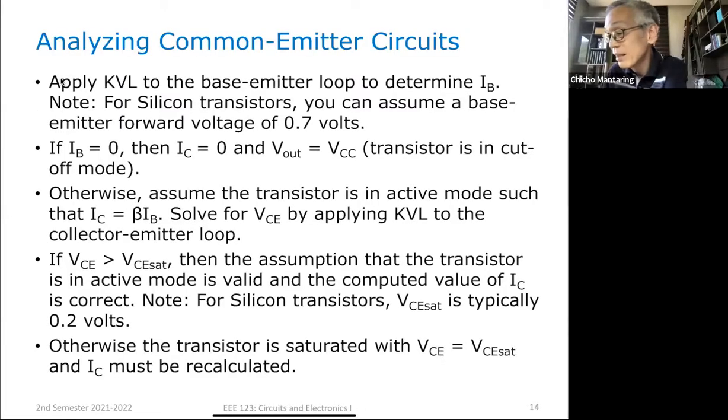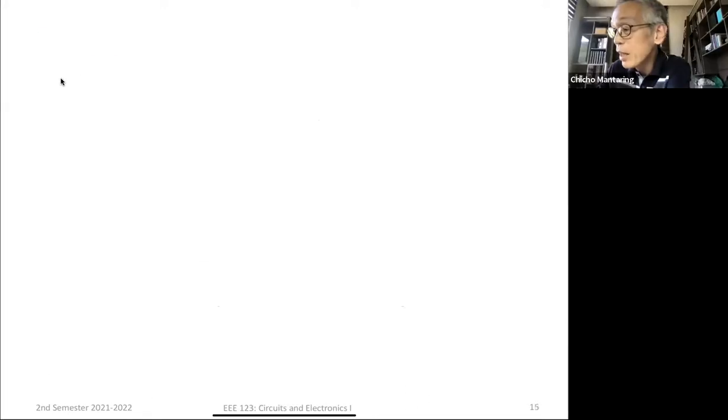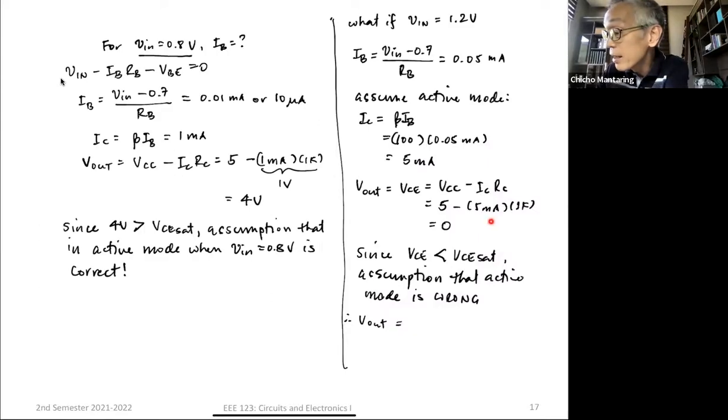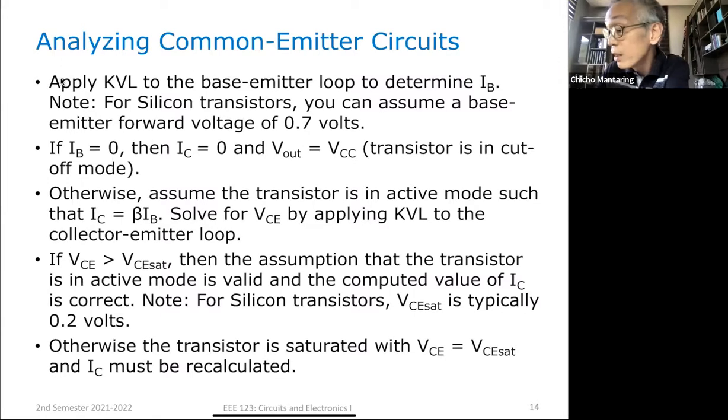Is it equal to 0? That's what I was saying. Here I computed it and it's equal to 0. But remember that after computing for VCE, I have to compare that to VCE SAT. And I saw that it is not greater than VCE SAT. It is actually less than VCE SAT. And therefore, this assumption is wrong. My IC is not equal to beta times IB.